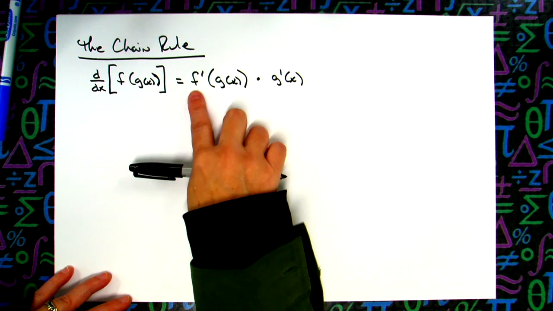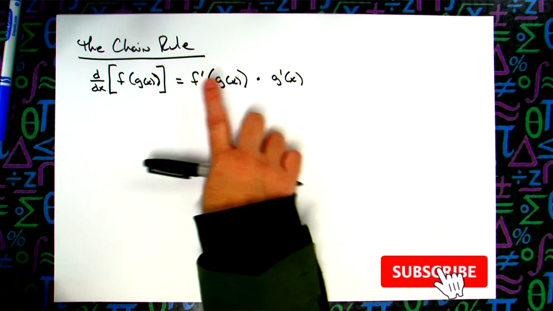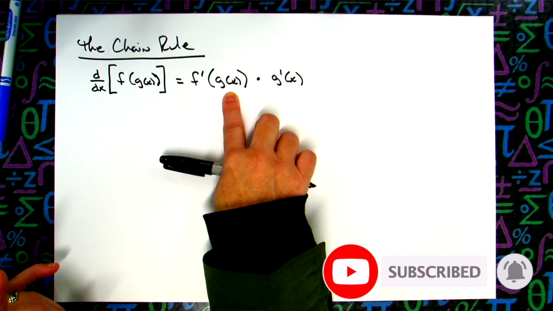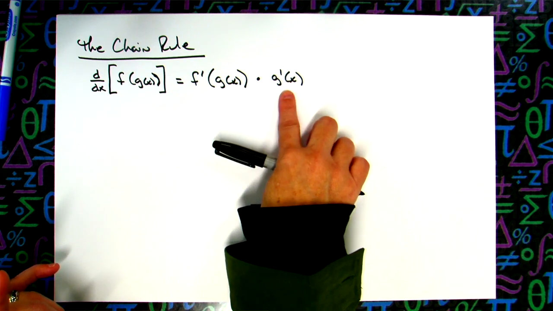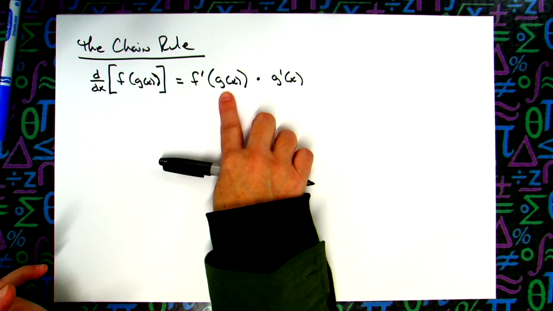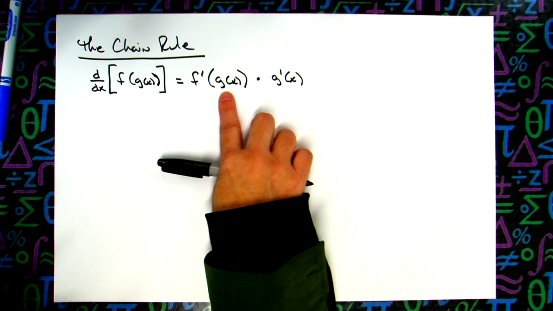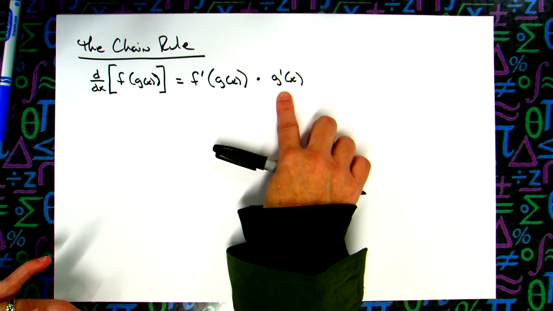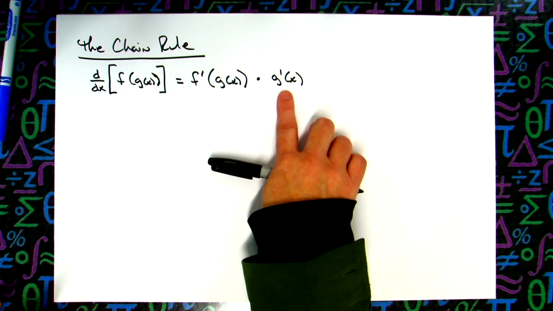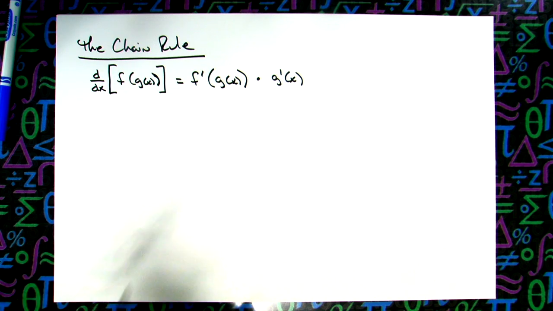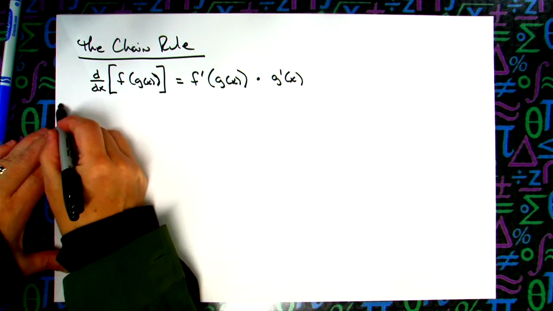You take the derivative of the outside function, leave the inside alone, and multiply it times the derivative of the inside. Okay, leaving the inside alone is the hardest part. People think they have to change it. All right, you don't. The derivative of the outside, leave the inside alone, multiply it times the derivative of that inside, and that's your chain. Okay, so that's what the rule looks like in the textbook.